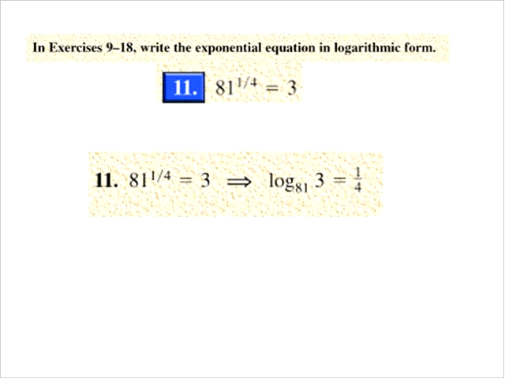Alright, let's change it the other way around now. We are going to take log base 81, and this is the base here. Remember, the exponent is what we set it equal to, so 1/4. And the 3 goes next to the log base 81.